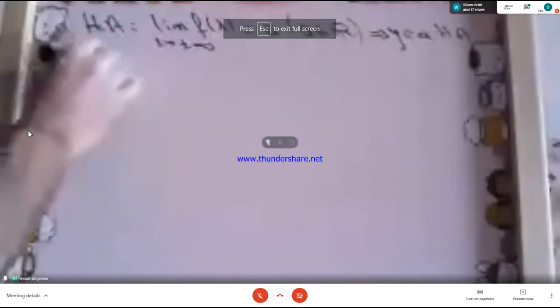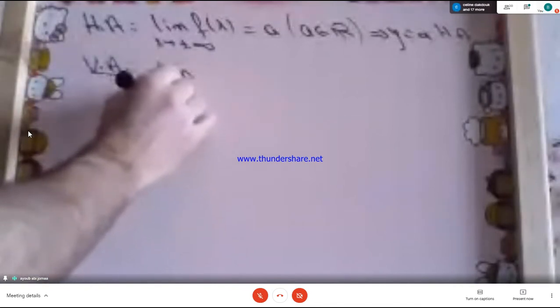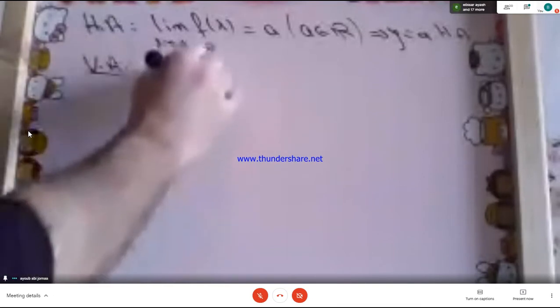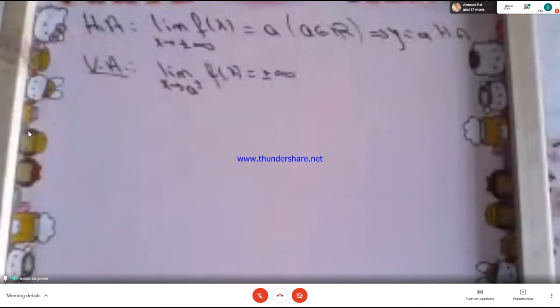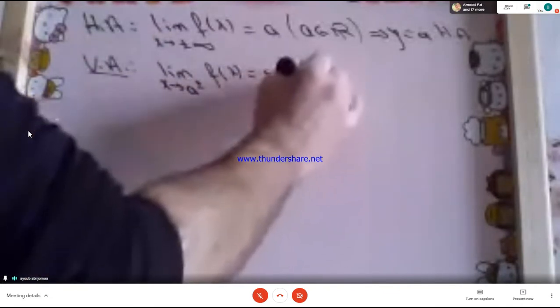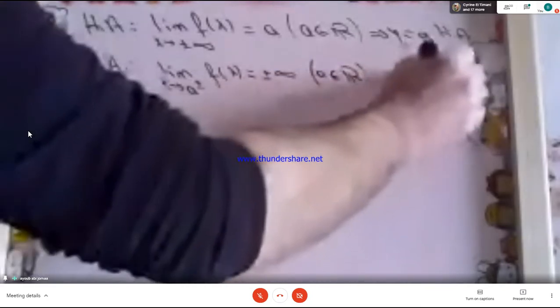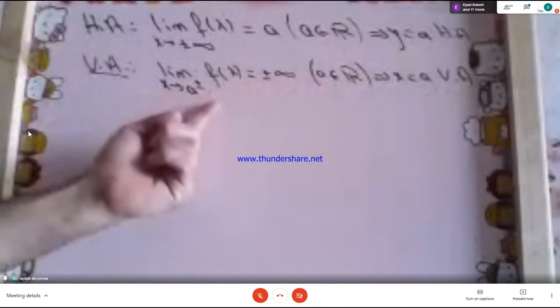For the vertical asymptote, if the limit as x approaches a plus or a minus is equal to positive infinity or negative infinity, again where a is a real number, then x equals a is a vertical asymptote. Here, I mean one of four cases.